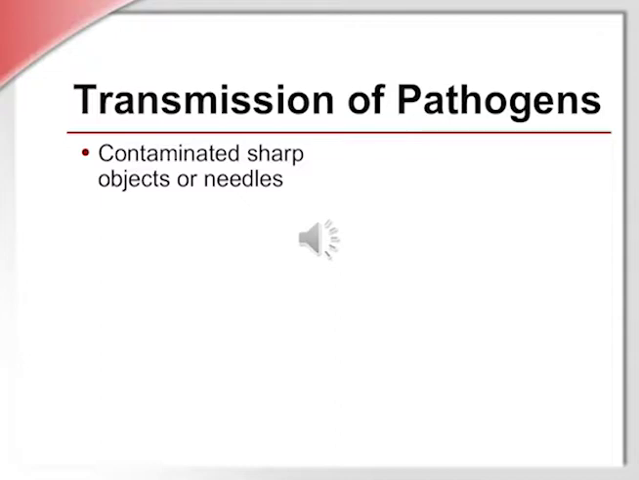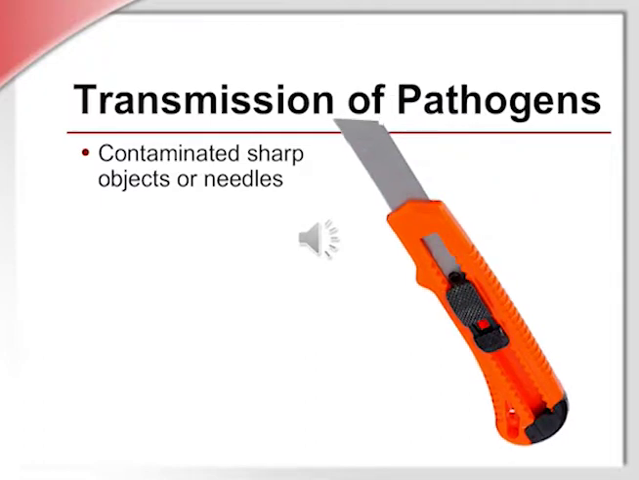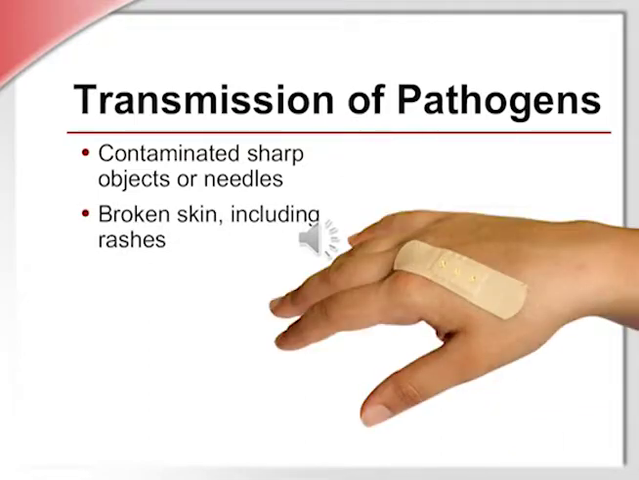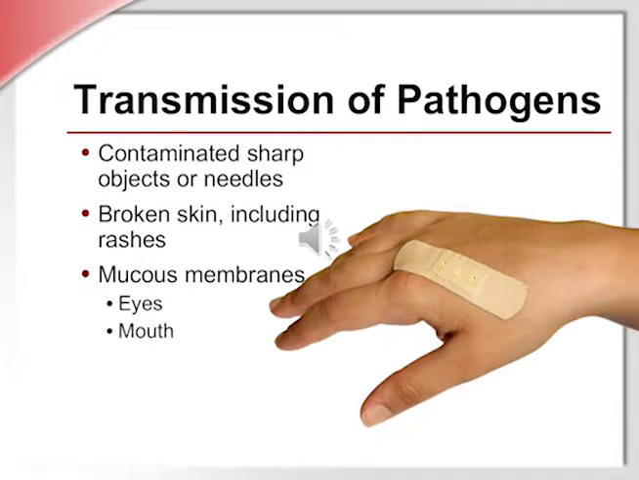Examples of sharp objects in a manufacturing environment that could be contaminated include broken glass, a utility knife blade, or the edge of a sheet of metal. Broken skin, including rashes or abrasions, can also be a point of transmission if an infected object makes contact with it. Finally, the mucous membranes of your eyes, mouth, and nose may be points of transmission for infection. This way is unlikely, but possible. Remember, the contaminated blood or bodily fluid must make direct contact with your blood in order for transmission to occur.